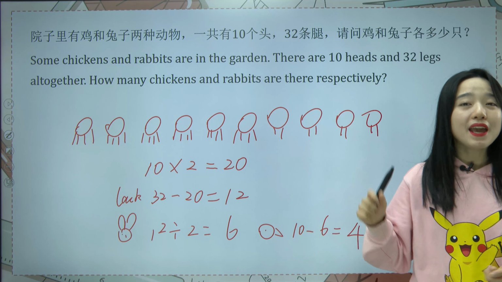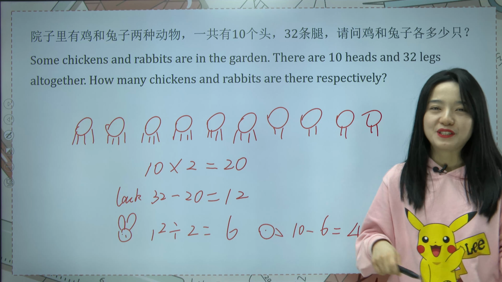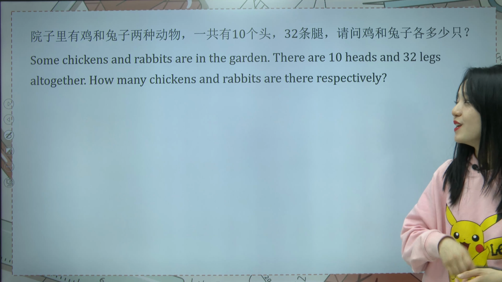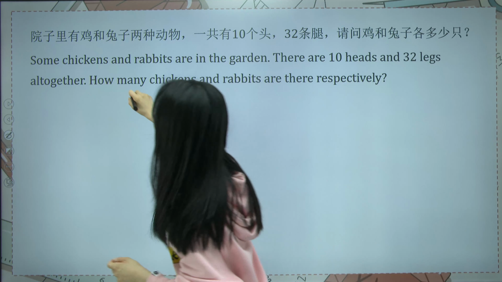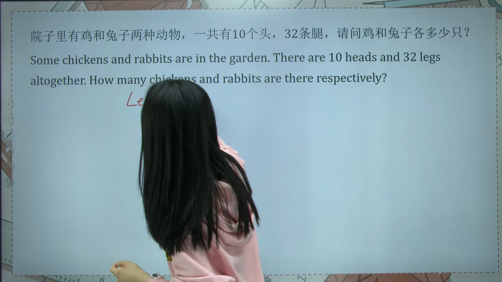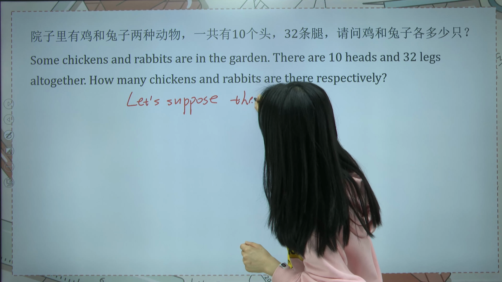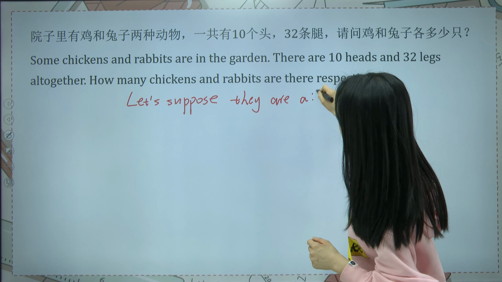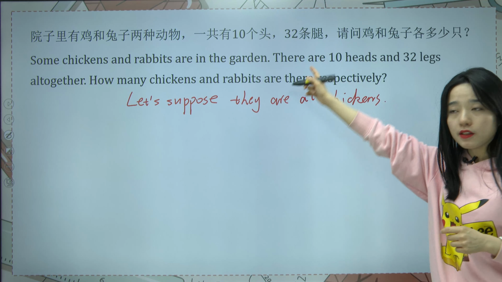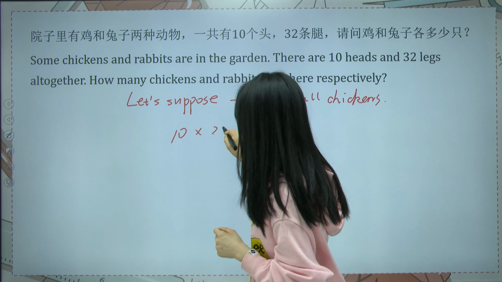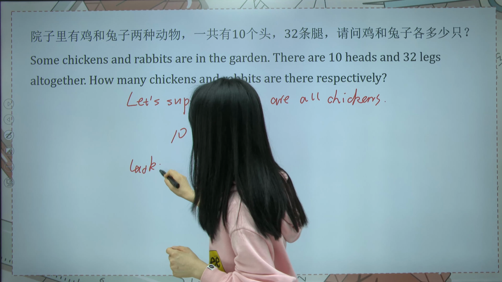But next time, if there are 100 animals, are you going to draw 100 circles? Too many circles. I don't want to draw that. So let's learn another method, the assumption method. Let's suppose the 10 animals are all chickens. They are all chickens. So, if 10 chickens, we can find 20 legs. But still, we have some legs lacking.